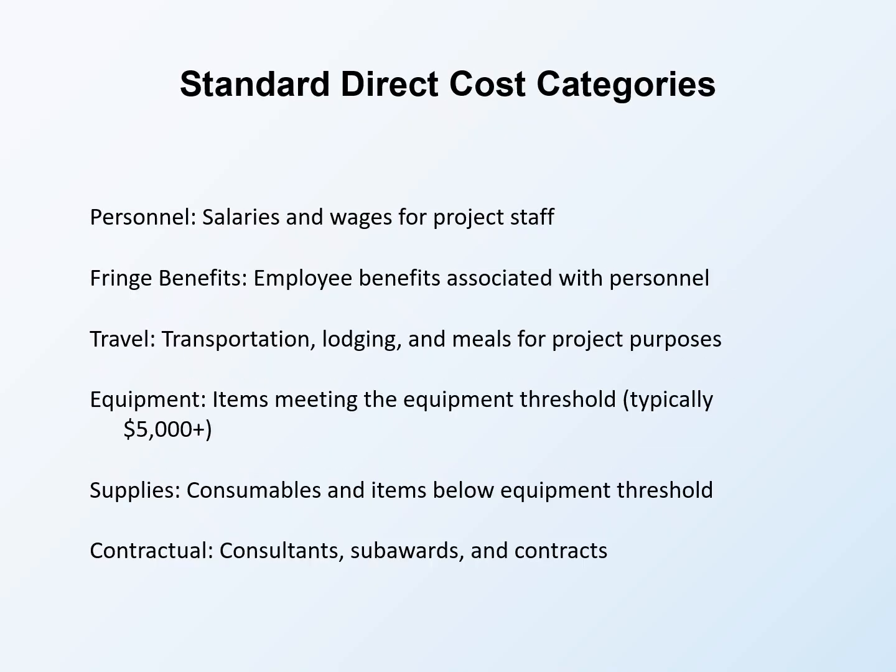Federal grant budgets typically organize direct costs into standard categories. Understanding these categories helps you structure your budget properly and ensures you include all necessary costs. Personnel includes salaries and wages for staff working on your project. This is often the largest direct cost category. Include all employees who will contribute effort to the project, from principal investigators to administrative support.